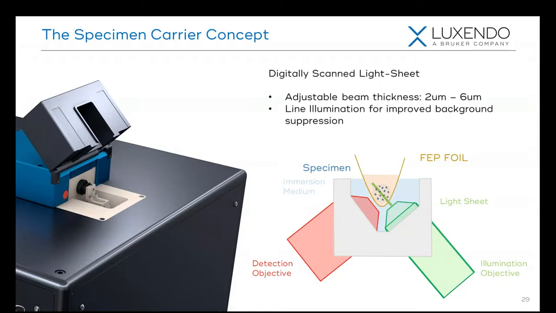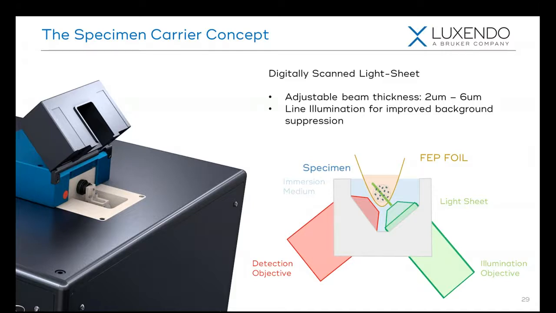Couple quick specs on the light sheet. This is a digitally scanned light sheet, so our light sheet is created with a Gaussian beam that we're going to digitally scan to create the sheet. We have an adjustable beam waist thickness, so we can adjust the optical section thickness for our imaging, and we also have line mode for improved background suppression.